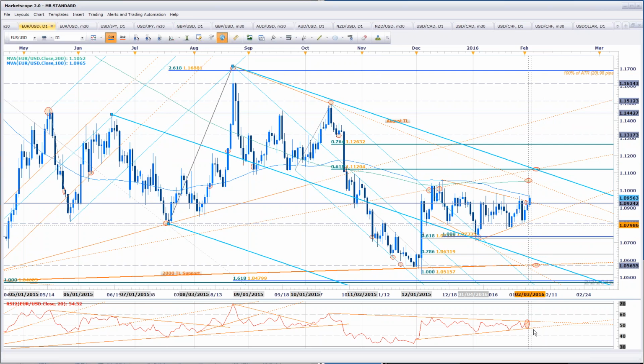So really nice levels. Momentum is in the same exact consolidation that price is in off that December high. So we're looking for the topside break. Here's what Eurodollar looks like on the 30-minute.